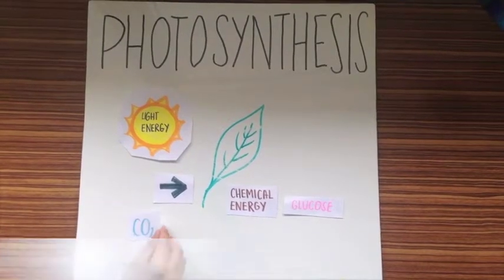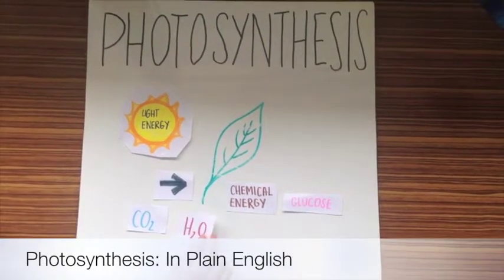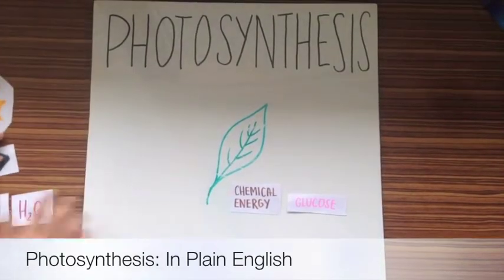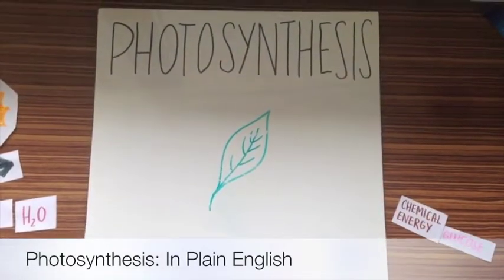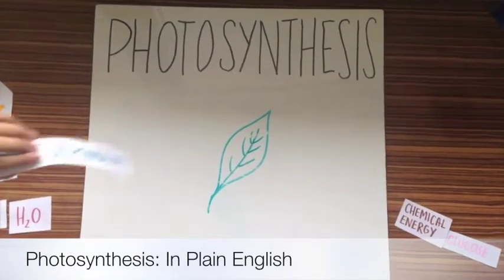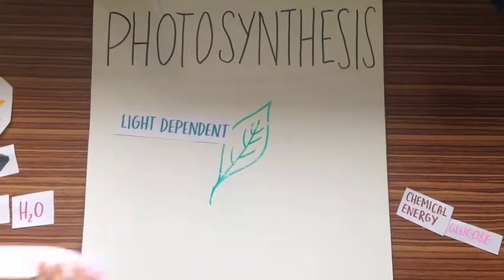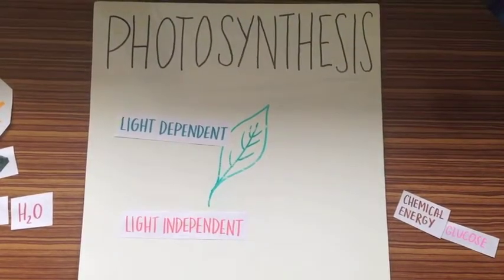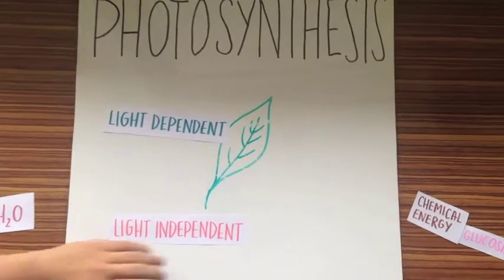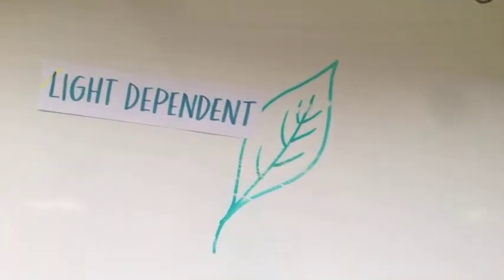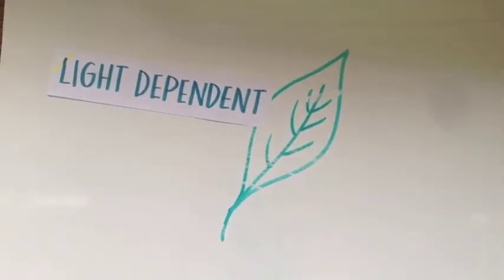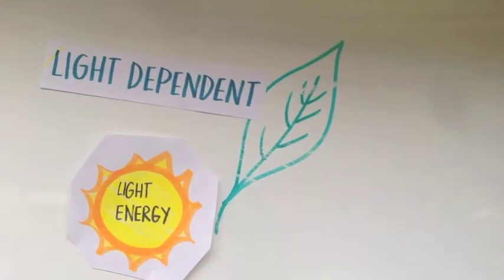Inorganic compounds such as CO2 and water. Photosynthesis is a two-step process involving both light-dependent and light-independent reactions. Today, we're going to focus on light-dependent reactions. In this type of reaction, the presence of light is crucial.